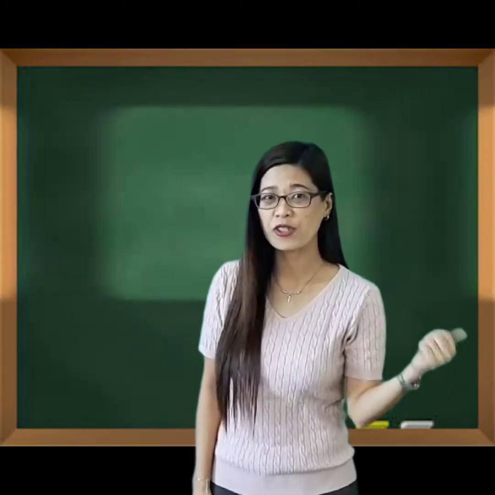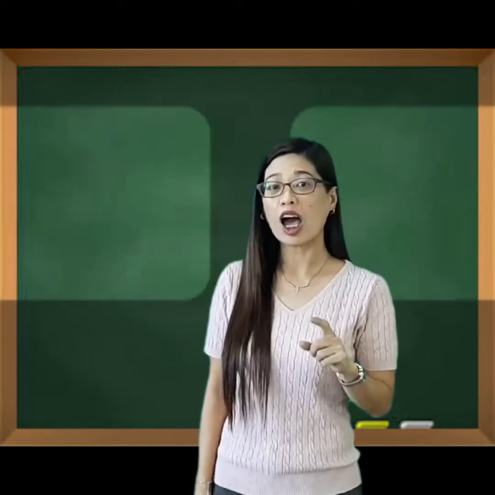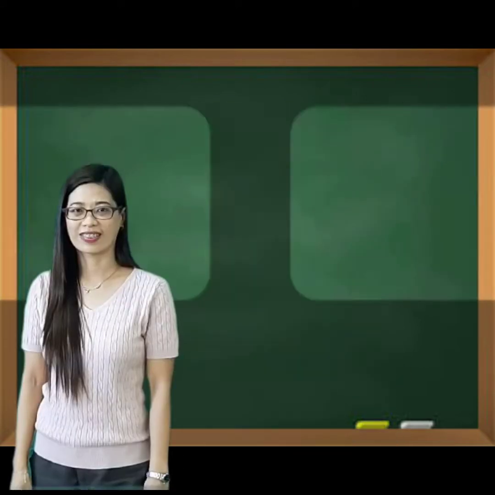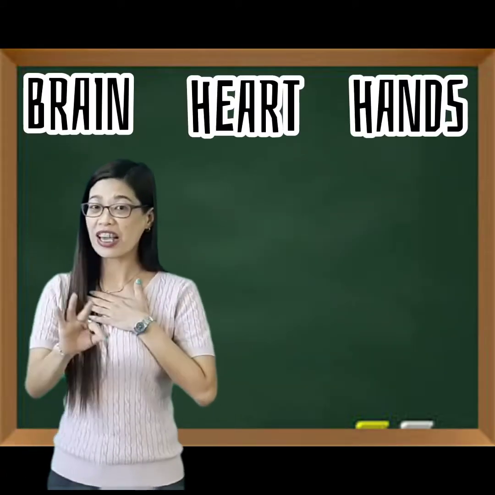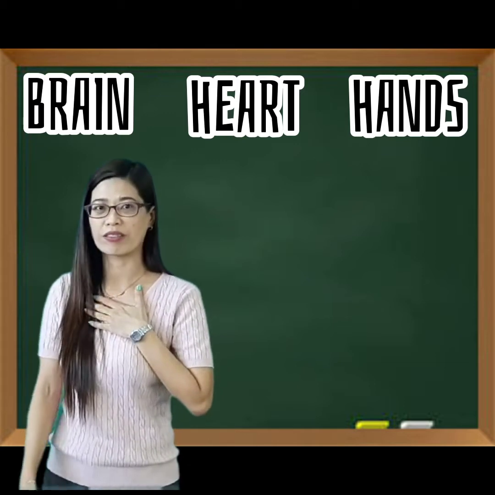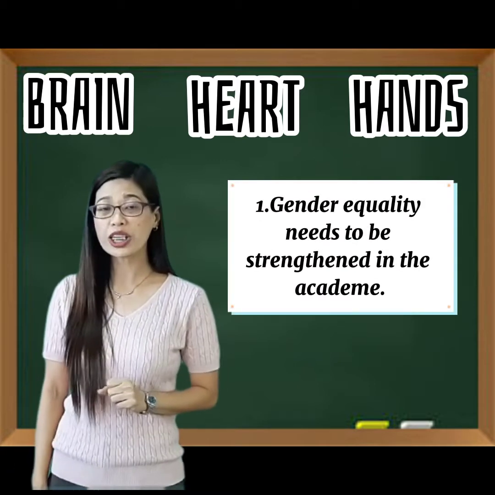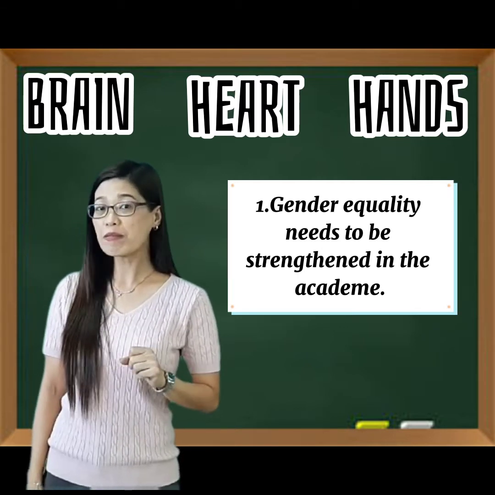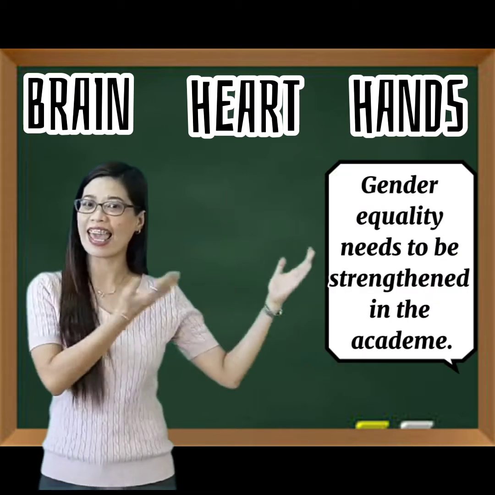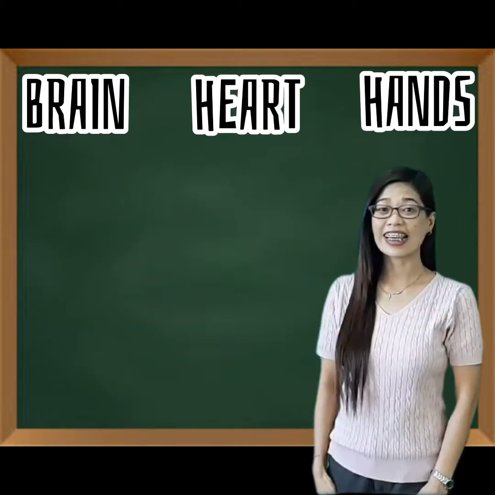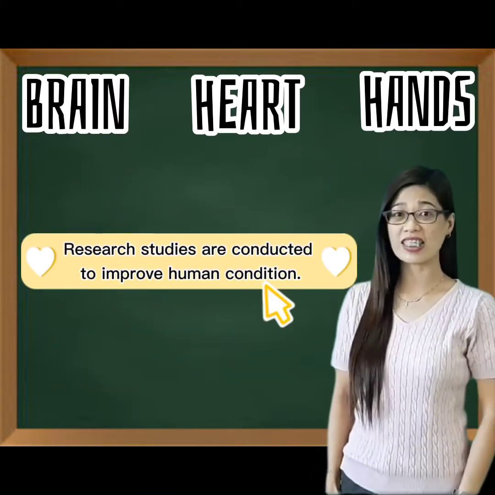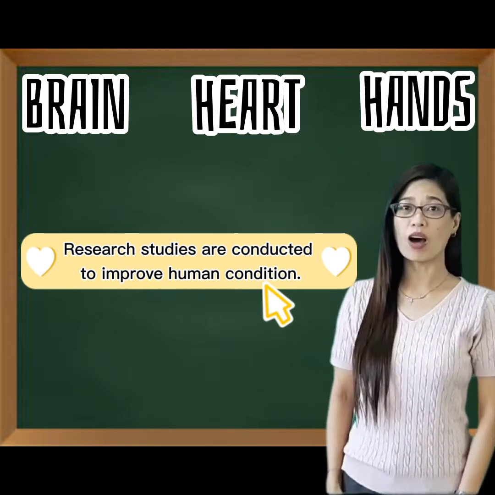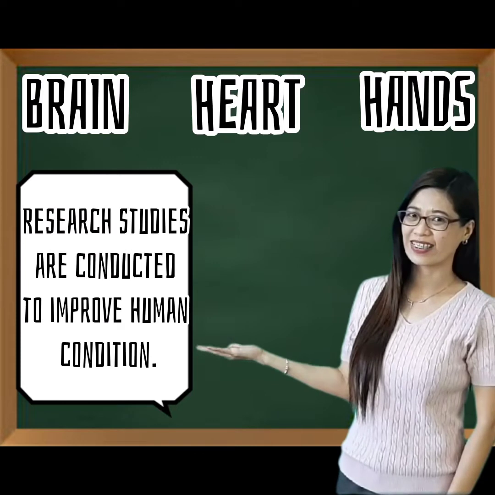Think of all the answers on your own first. Then, I want you to share your ideas later. Alright? Let's go! I'm going to lead the first 3 examples for each category. First statement, gender equality needs to be strengthened in the academia. I am going to put this under the hands category. Second statement, research studies are conducted to improve human condition. This belongs to brain category.